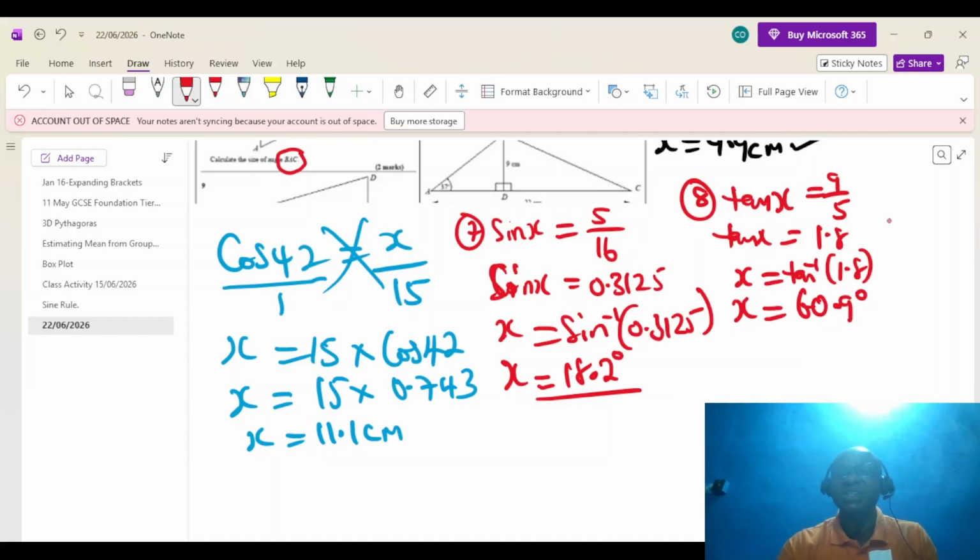So if you put down this 7 and 8, then we stop here for this night.